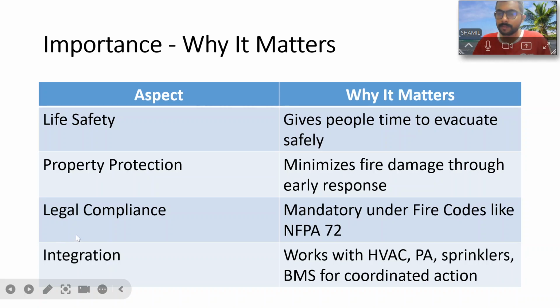The third one is legal compliance. Whichever fire alarm system is installed must comply with the local codes and local fire alarm regulations, as well as the National Fire Protection Association codes or the British codes, whichever is applicable to that particular region. Since I am in Qatar, we follow the Qatar Civil Defense regulations, and in addition we also follow the National Fire Protection Association, in short NFPA, and the code we follow for the fire alarm system is NFPA 72.